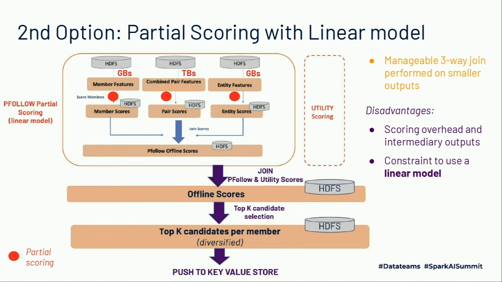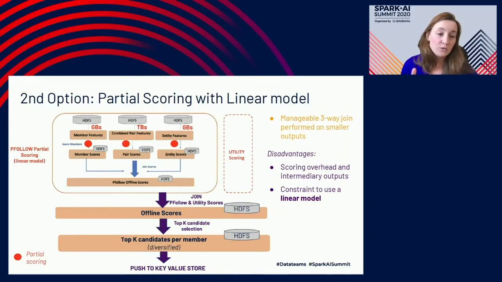So the idea is to directly score the viewer features in a separate job to generate a score. The way we do that is, because we have trained a linear machine learning model, in our case a logistic regression, we can extract the viewer-specific coefficients from the model and directly score the viewer features to generate a single viewer partial score. We can obviously do the same thing for the entity features, generating a single entity partial score, and for the pair features.